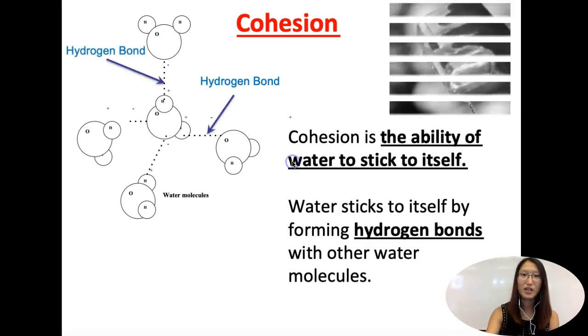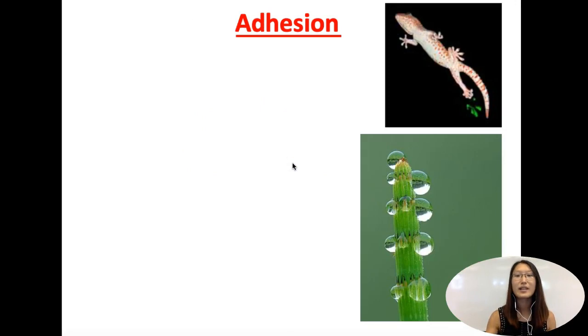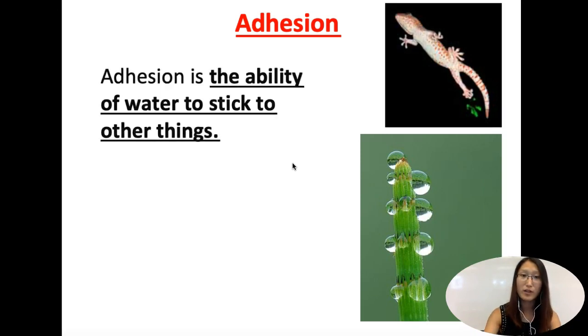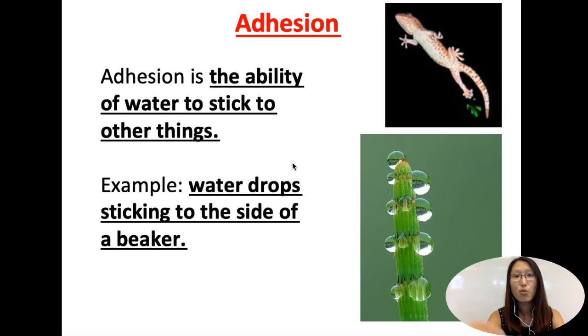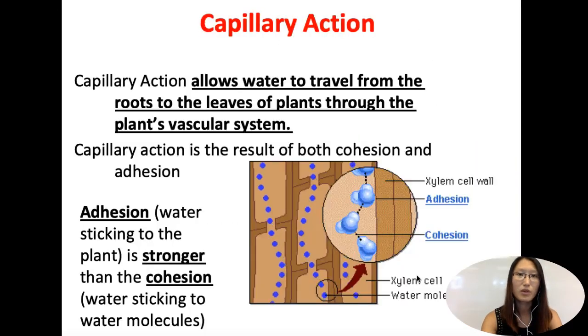Next, so we have those hydrogen bonds. Next, we have something called adhesion. Adhesion is water sticking to other things. Because water is polar, again, it has the ability to stick to other things. So for example, water drops stick to the side of a beaker, or you see these water drops right here. This is adhesion, okay? We're going to move on.